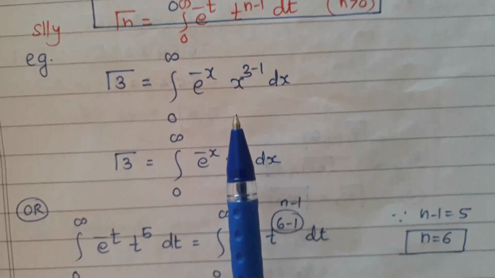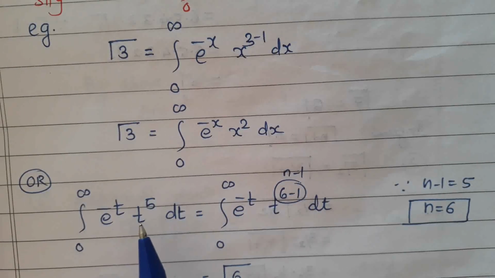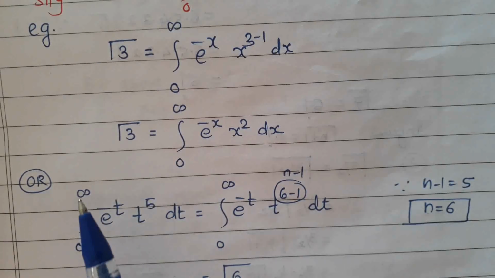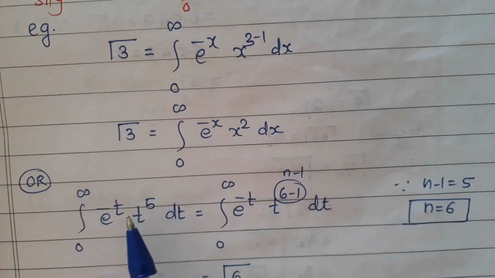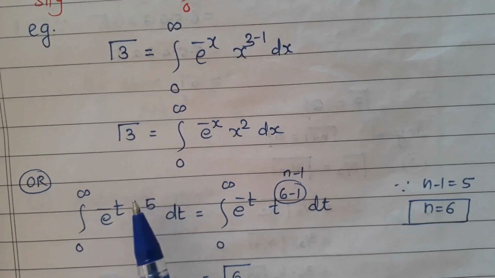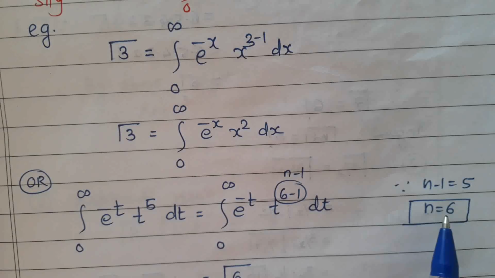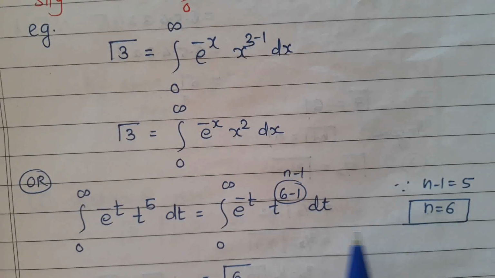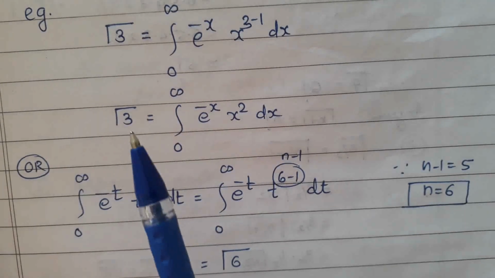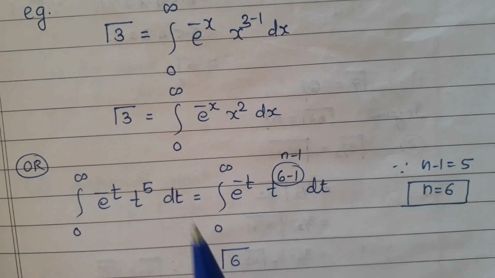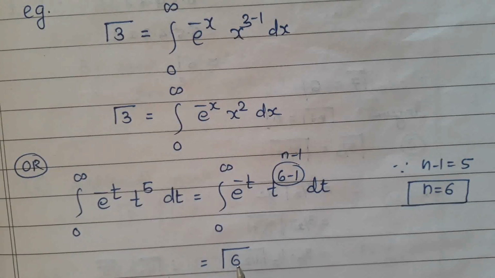Again, for example, if we have some integral, how do we write it in gamma notation? If we have the integral from 0 to infinity of e raised to minus t, t raised to 5 dt, observe that the function is just like the gamma function. Compare the power of t with n minus 1. So n minus 1 is equal to 5, n is equal to 6. Therefore, the value of n is 6, and you can write this integral in gamma notation as gamma 6. In the above examples, you can easily evaluate gamma 3 and gamma 6 with the help of the properties of the gamma function.